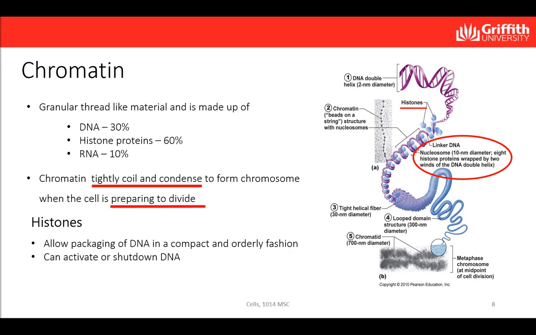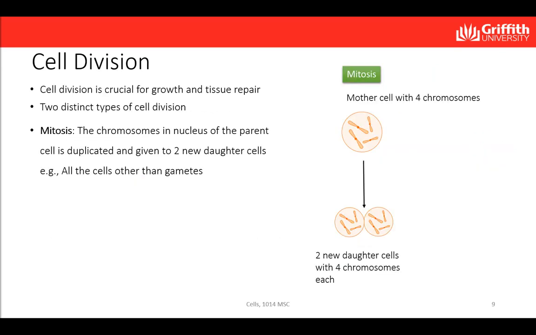Now let's learn a little bit more about histones. Histones provide the physical means for packing the very long DNA molecule into a compact and orderly fashion. Furthermore, they also play an important role in gene regulation as they have the ability to activate or shut down the DNA molecule. For example, when the cell is not dividing, the presence of methyl groups on histone proteins can shut down the nearby DNA, whereas when a cell is ready to divide, the presence of an acetyl group on the histone proteins can activate the nearby DNA.